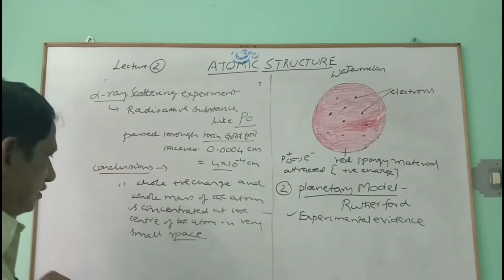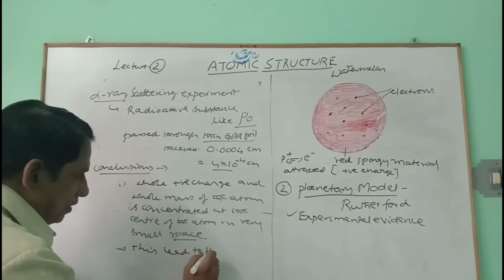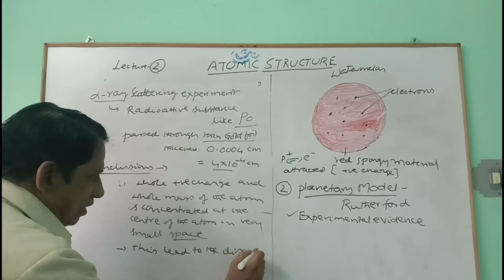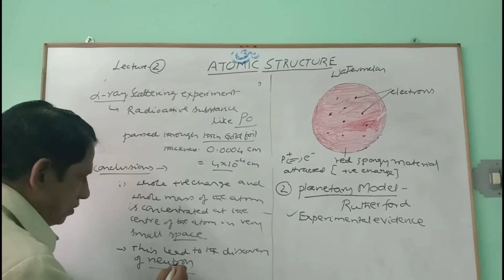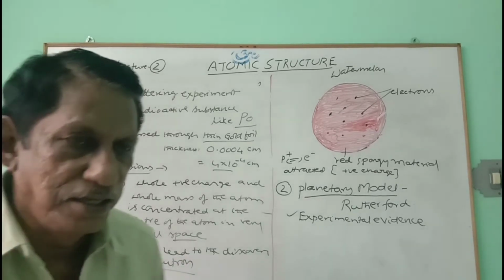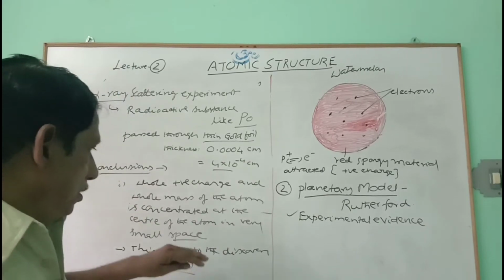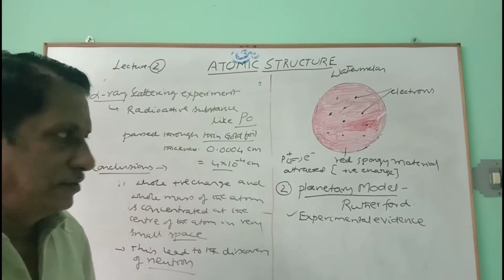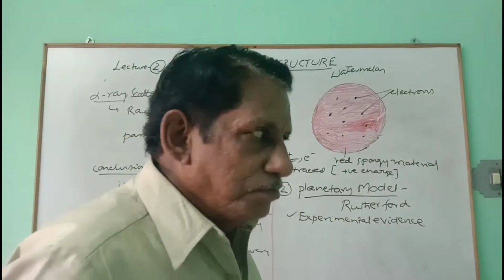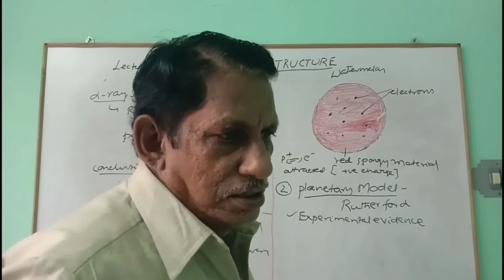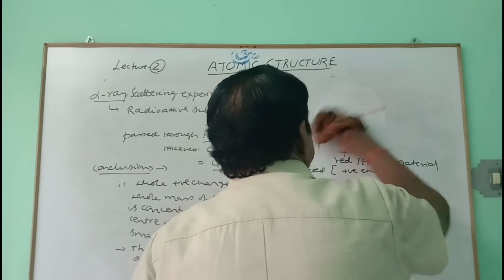And later this led to the discovery of neutron. Neutron discovery is only from alpha ray scattering experiment. And here the nucleus is very small and the atom is very big. Just you can compare this with a cricket ball and a cricket ground. Just imagine like this.